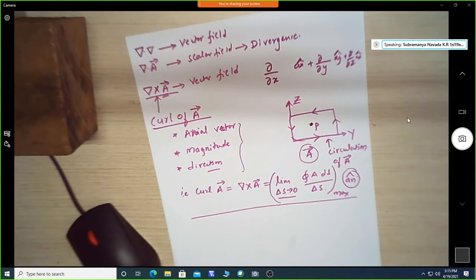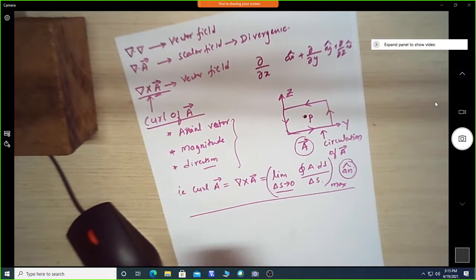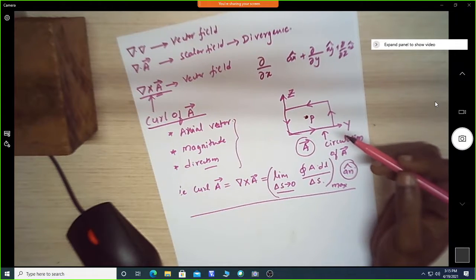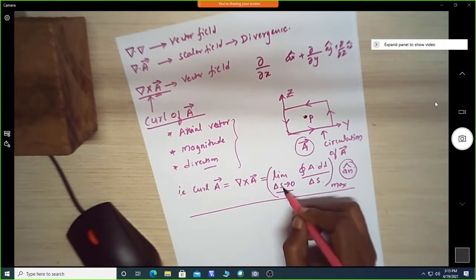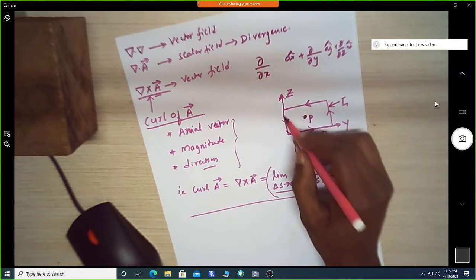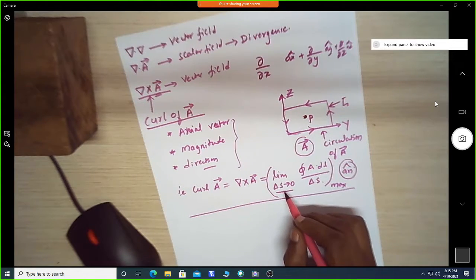Now we will take this and try to prove it by taking the circulation of vector A. Where we define del S, it is bounded by the closed curve L. If I take the closed curve L, that defines the surface, which is an open surface.